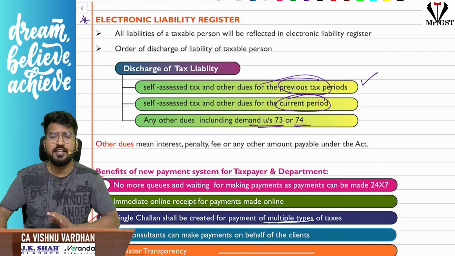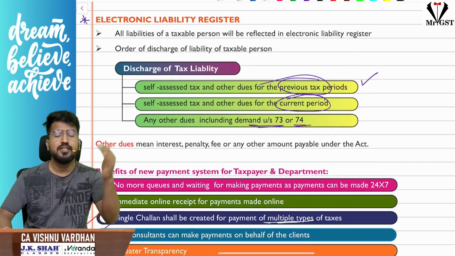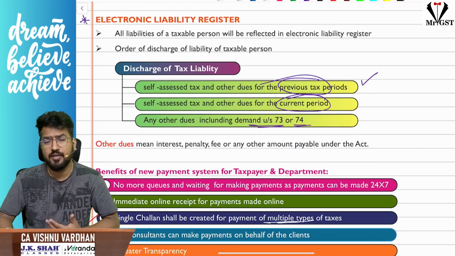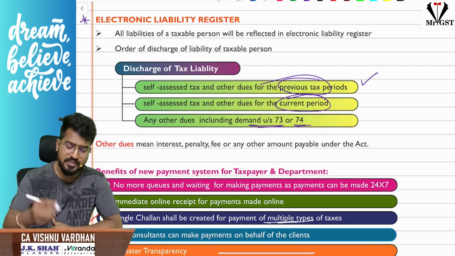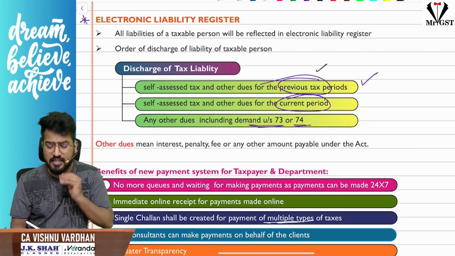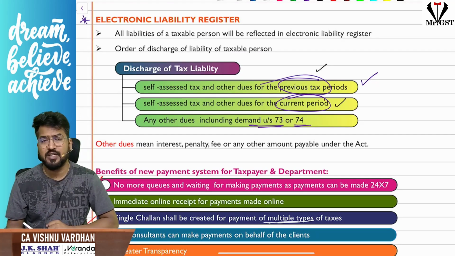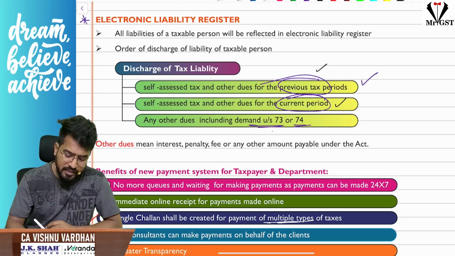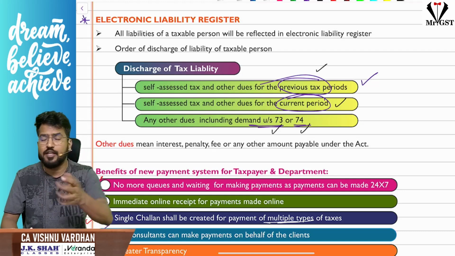Next, e-liability register. If you see e-liability register, sir, how do we discharge the liabilities? What is the order of discharging the liabilities? Now, the first thing, we should discharge the previous tax period liabilities. Next, current tax period liabilities. Then any liability under section 73 or 74 is there, then you can discharge those.